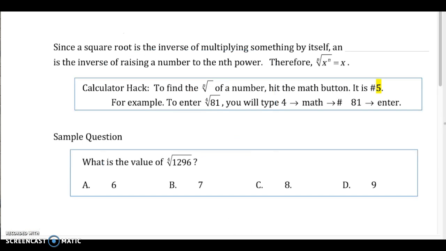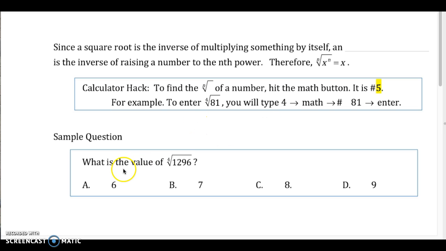So as you're working with roots other than 2, okay, your calculator does have a button. It's the number 5 button in the math menu. You can do that. Again, however, you don't necessarily need to know all of those fancy buttons. You can always work backwards and guess and check.